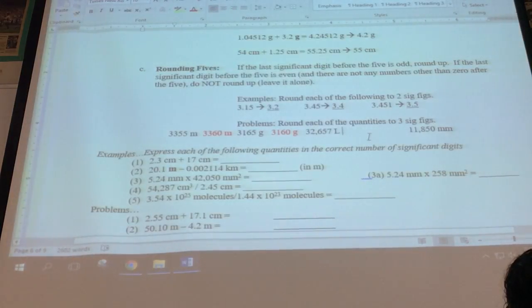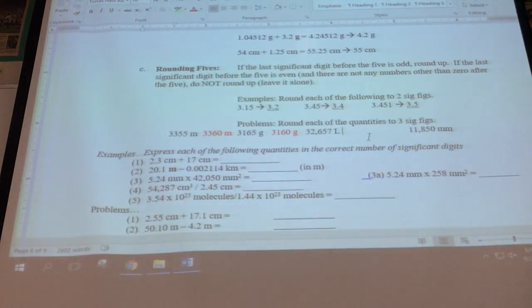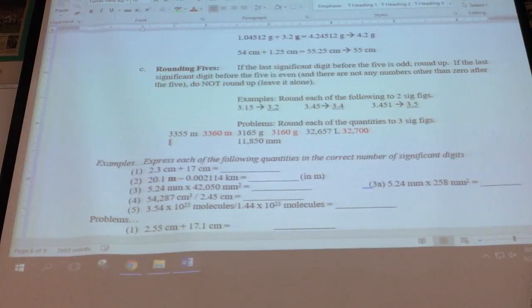We want 3 sig figs. Go ahead. You keep the 3 and the 2, and there's an even number, then there's also a sig fig after the 5, so you're going to round it up, the 6. And replace the other. You got it. Perfect. Excellent job.